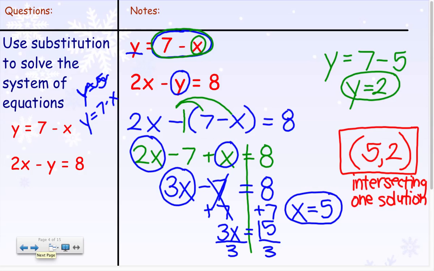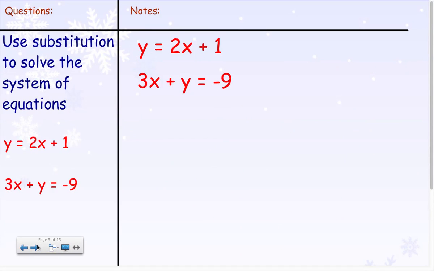Everything you're going to do in this lesson, or in today's day 1 of substitution, is going to be intersecting, one solution. So if we took both of those equations and graphed them, they should intersect at the coordinate point 5, 2. All right, second example.